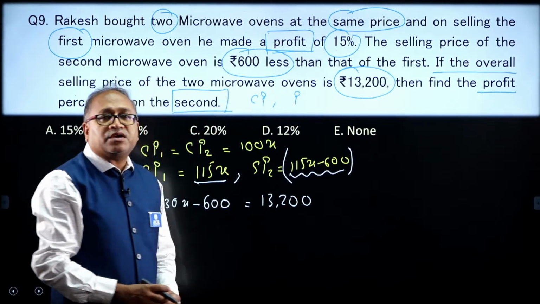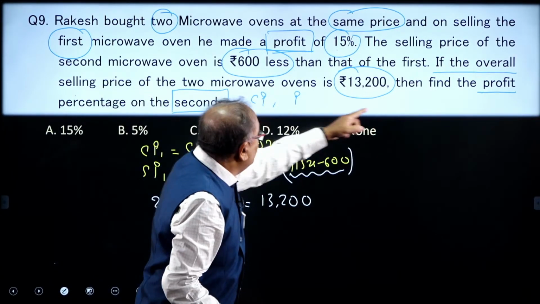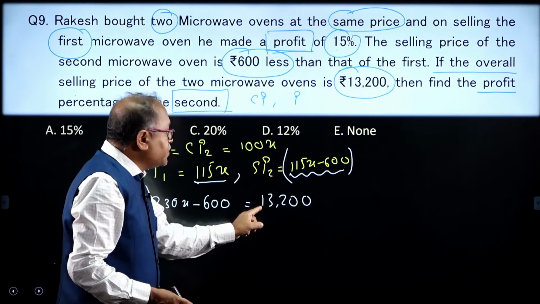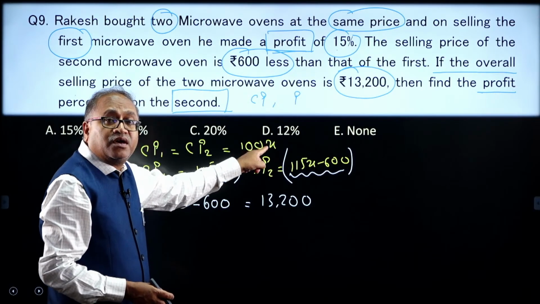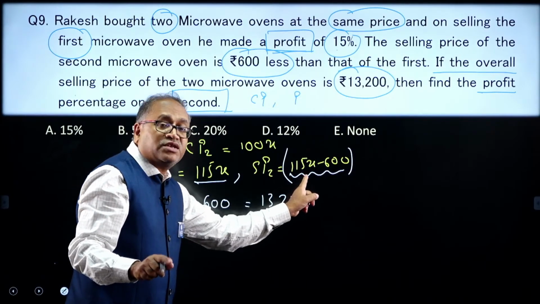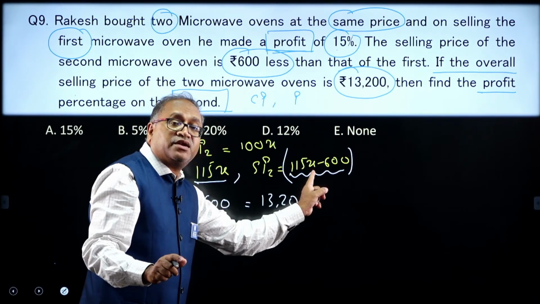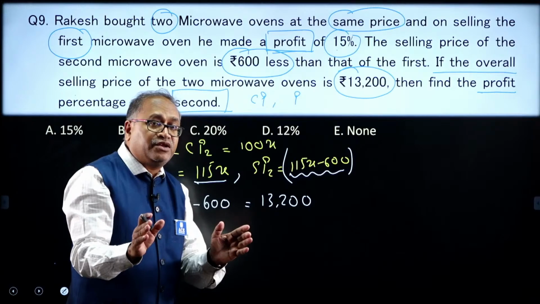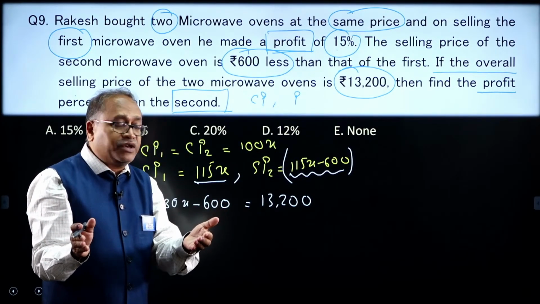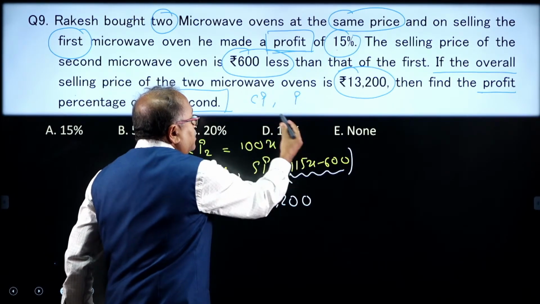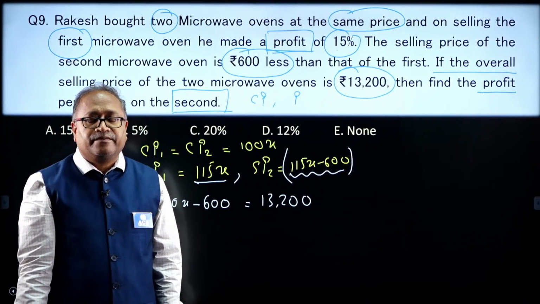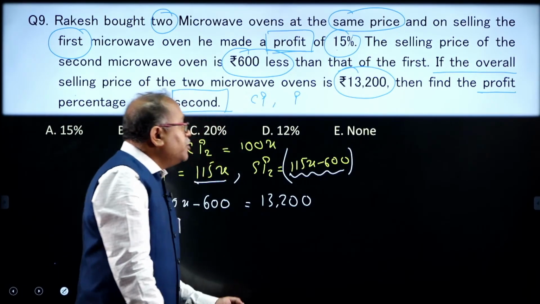What is the question asked? The question asked is: find the profit percentage of the second one. So, if I get the x value, I can find out the 100x, which will be the cost price of the second one, and I can also find out the selling price of the second one, that is 115x minus 600. Therefore, I will have the cost price and the selling price, I can find out the profit. And once you have the profit and the cost price, you can find out the profit percentage, my dear friends. Come on, take 30 seconds to answer this question.